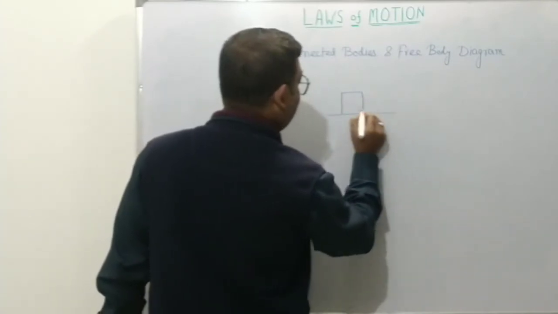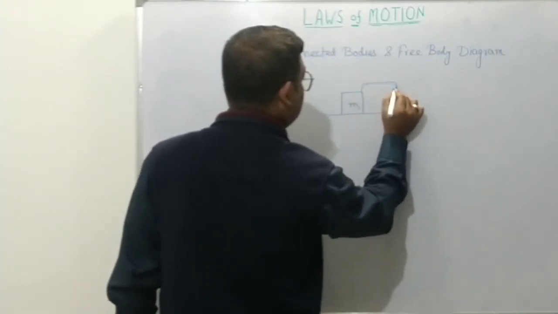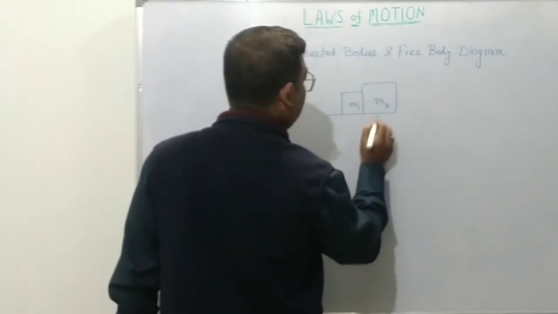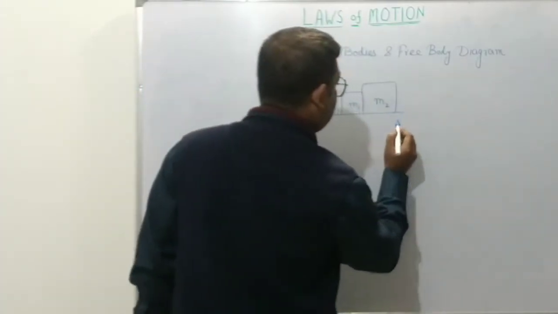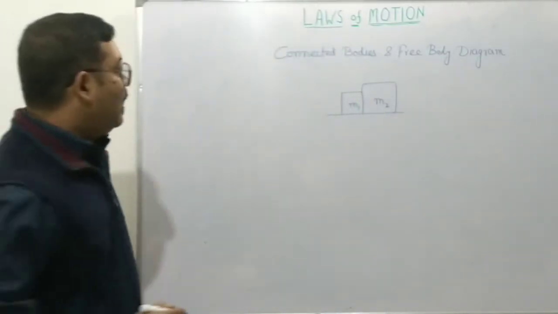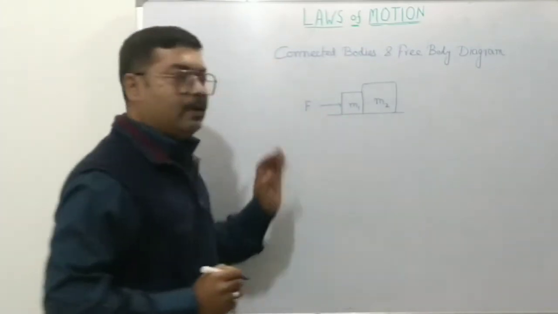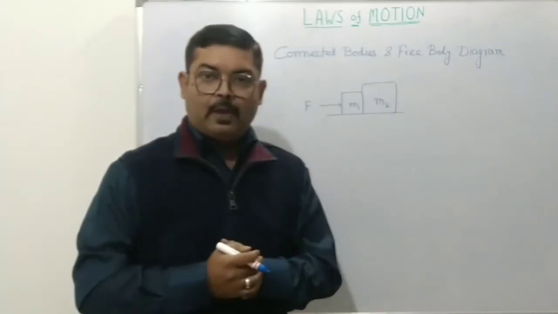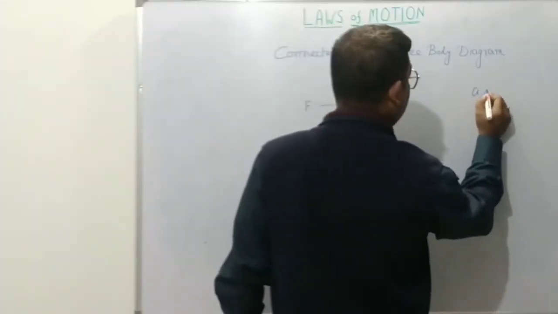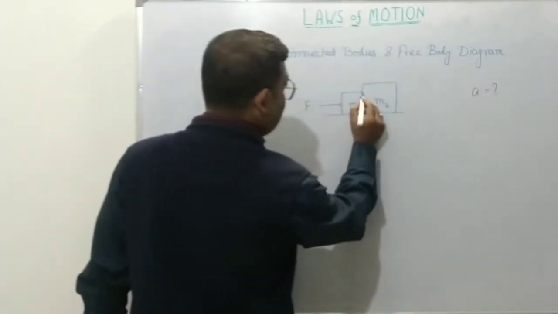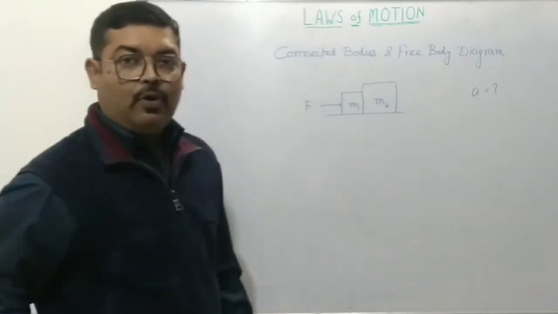Let us take, for example, a body of mass m1 and another body of mass, say, m2. Both are connected as shown in this diagram, resting on a horizontal frictionless plane, and a force is applied on m1 from the left to accelerate this. We are supposed to find the acceleration and also the force at the surface of contact where m1 and m2 meet. What is the force?